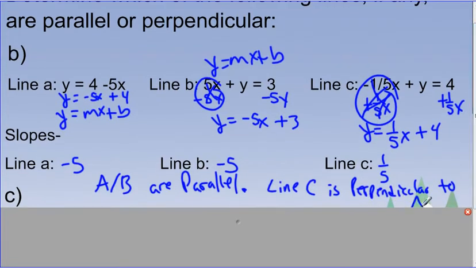To A and B. So A and B are parallel. They're running the same direction. Line C is perpendicular to both of those. It would run crisscross from them. For example, these two lines here have a slope of negative 5. This line has a slope of positive 1/5. So it'd crisscross both of them, something like that.